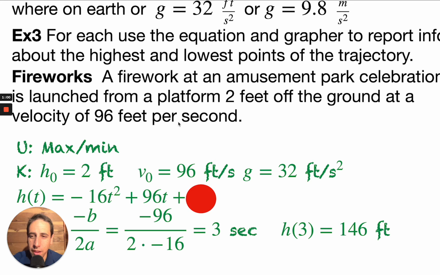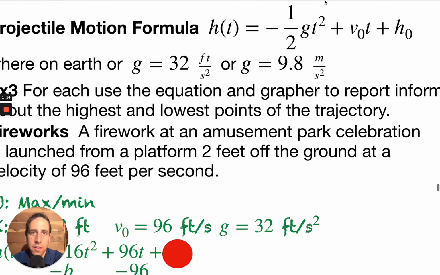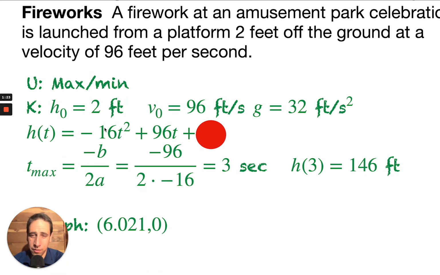What we do know is that h of 0 is 2 feet, the initial height is 2, the initial velocity is 96 feet per second, and the strength of gravity is 32 feet per second squared. So we can take our formula and plug in g, v0, and h0. That's negative 16, 1/2 times 32 is negative 16, t squared, plus v0, which is 96, plus h0, and you can tell me what that is when you get to the Edpuzzle questions.